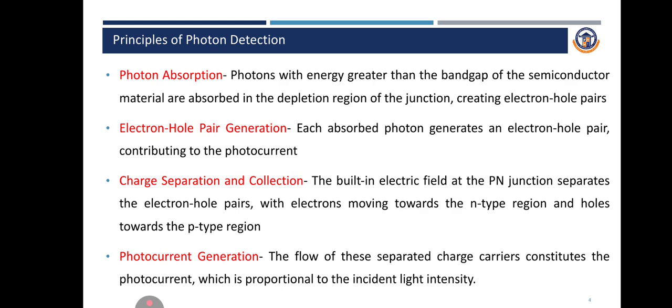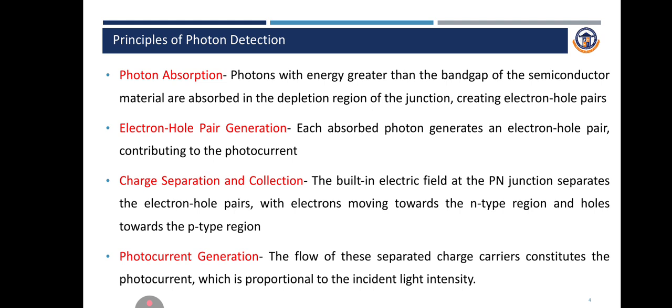These are the principles of photo detection. The first one, photo absorption, electron hole pair generation, charge separation and collection, and photocurrent generation. In photo absorption, photons with energy greater than the band gap of the semiconductor material are absorbed in the depletion region. In the electron hole pair generation, each absorbed photon generates an electron hole pair to contribute to the photocurrent.